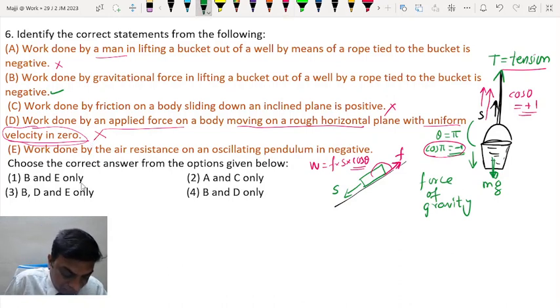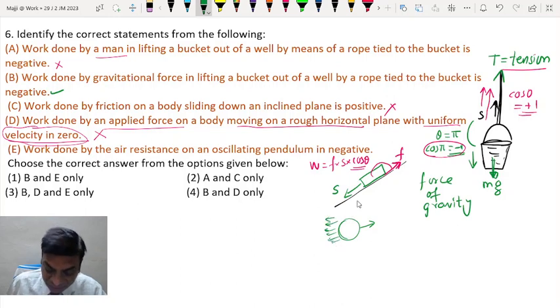Then, moving to the next part, E. Work done by the air resistance on an oscillating pendulum is negative. Absolutely correct, because it is the air resistance which stops the oscillating pendulum after a certain time. As the body moves in the forward direction, the air resistance is always retarding the movement, which is also known as the viscous drag. So the direction of the viscous drag force is opposite to the direction of velocity of the bob of the pendulum. So work done is always negative.